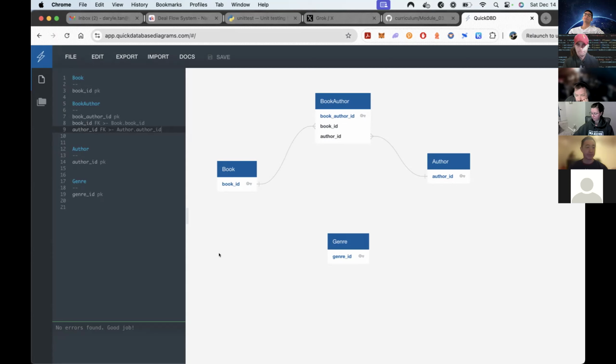What about linking author and genre? Can that be accomplished relatively easily, or does it make more sense to link book and genre together? It makes more sense to link book and genre. Okay, so what would the relationship between book and genre look like? I think that would be a one to many.